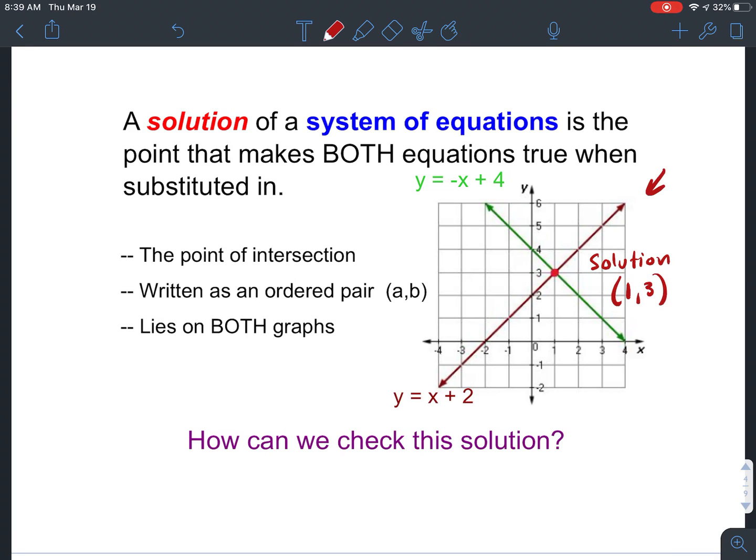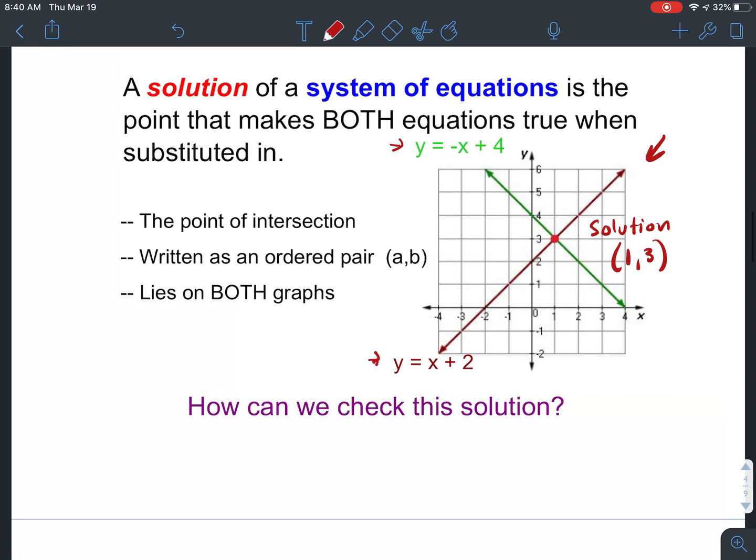So how do we check this solution? Well, I gave you both of the equations, right here and right here. We're going to check the solutions the same way we check any other solutions, by plugging it in. Okay, but there's a catch. We need to make sure we plug it into both equations and then it makes both equations true. Okay, so let's do that.